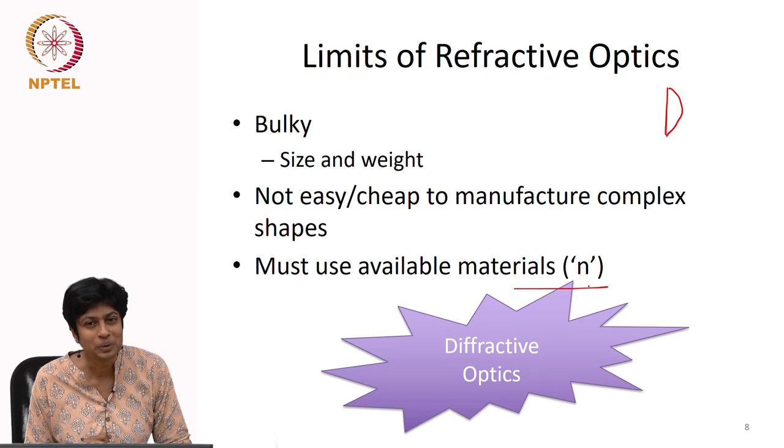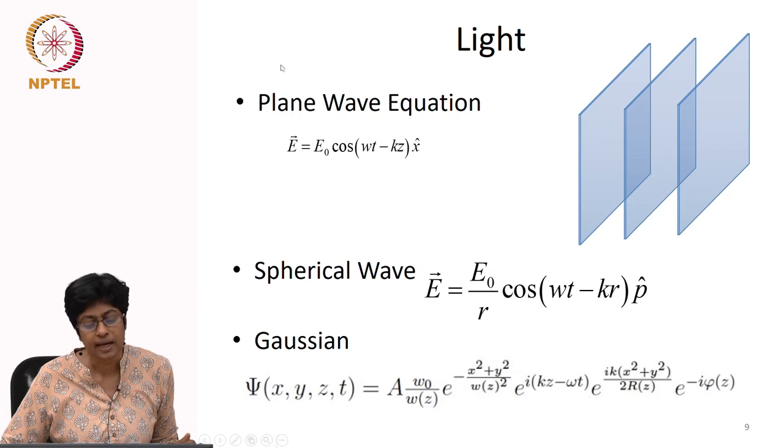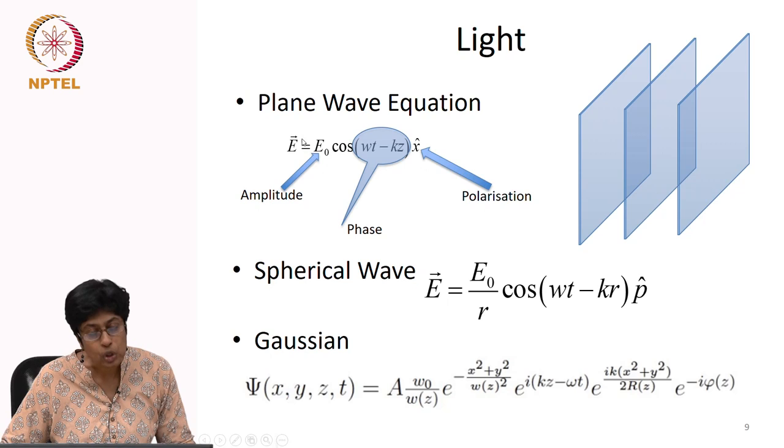Now, just to remind you, a small recap. In this course, we looked at light when we went to the wave theory. We said you can consider it to be a plane wave, a spherical wave, a Gaussian. In all cases, that meant you were talking about an amplitude, a phase, and a polarization. And what is indicated in the figure here is the phase fronts of a plane wave.